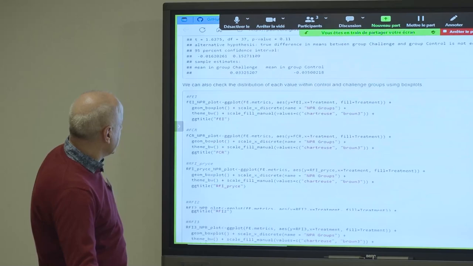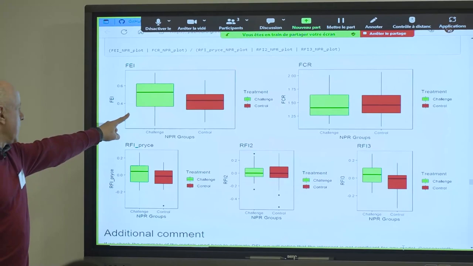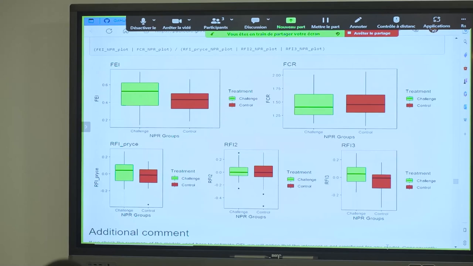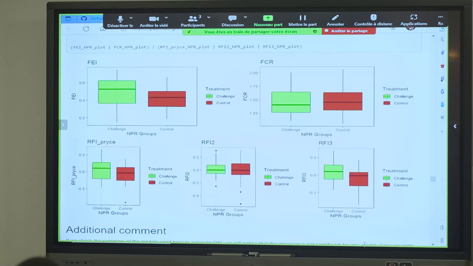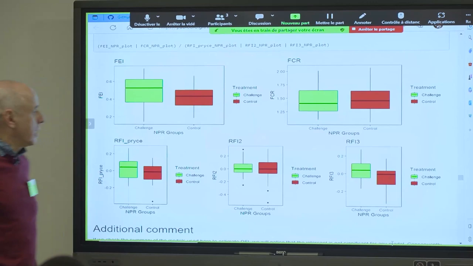You see green are the challenged animals, the nutritional challenge, and in red, the distribution of the controls. And in reality, there is no difference between nutritional challenge and control in this estimation. There are some outliers in some cases, and that's it.